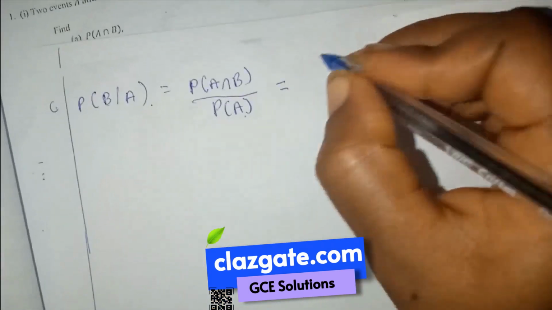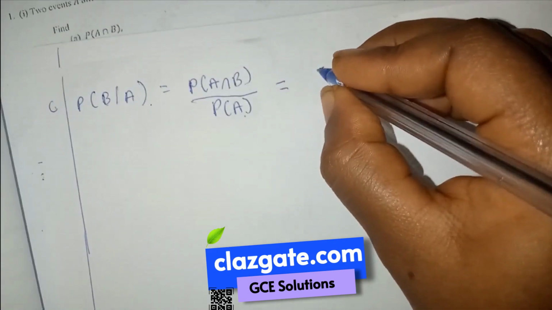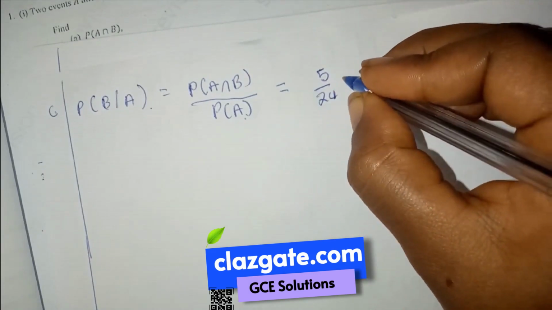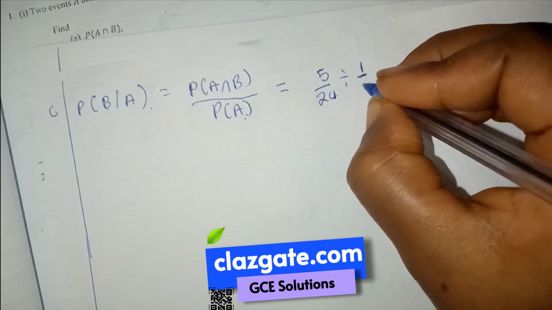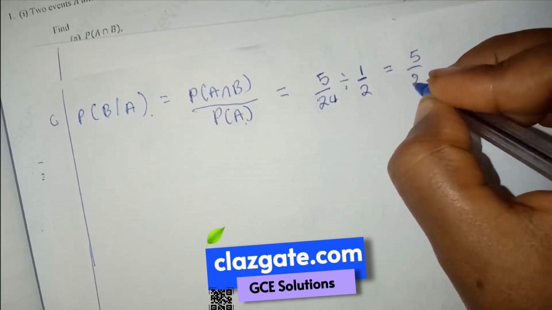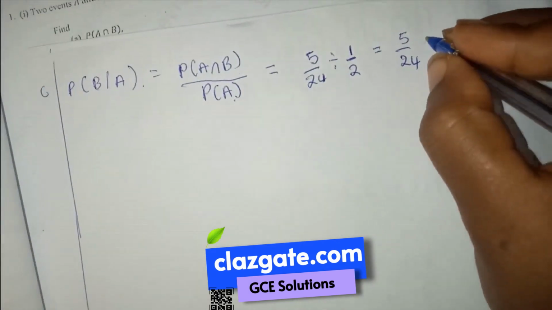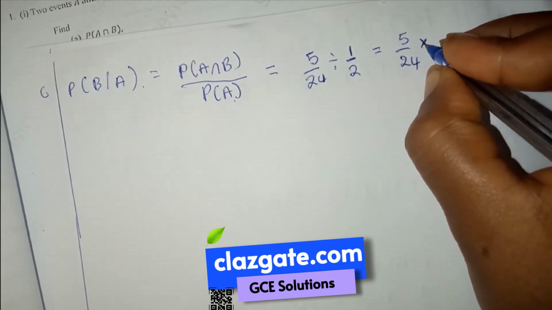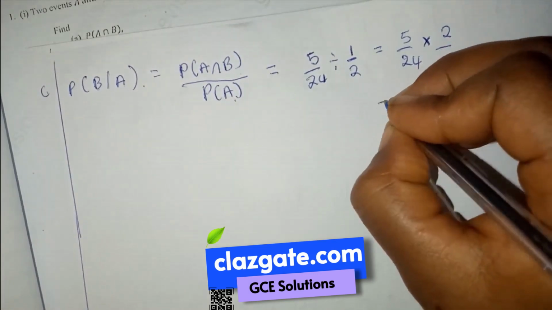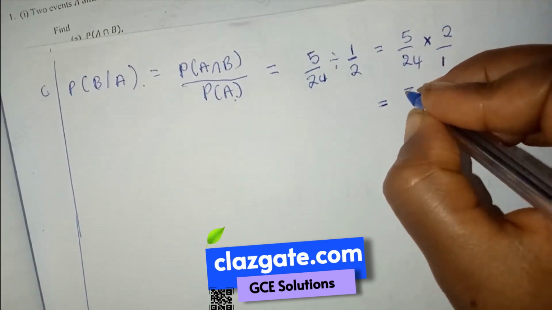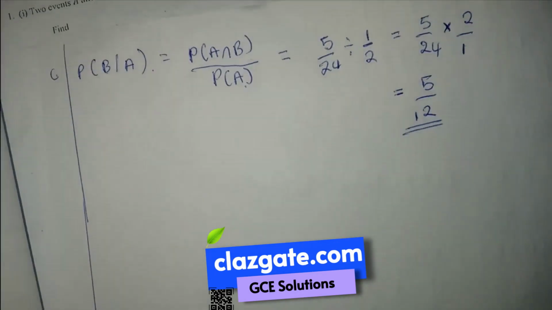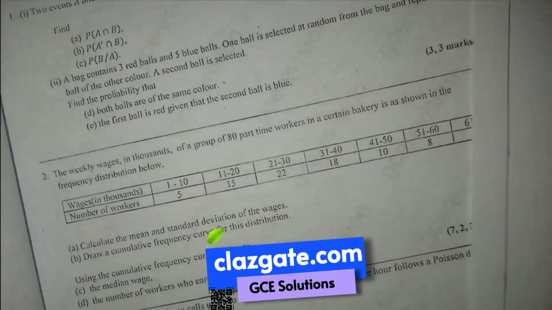So when we substitute the values, we are going to end up with probability of A intersection B is 5 on 24. We just calculated it earlier, and all of this is divided by probability of A, which is 1 on 2. Okay, and this is the same as 5 on 24. Don't forget, when you remove the division sign, the right hand side switches places. So 2 comes here and then 1 comes down here. So our answer is going to be 5 on 12. Good.